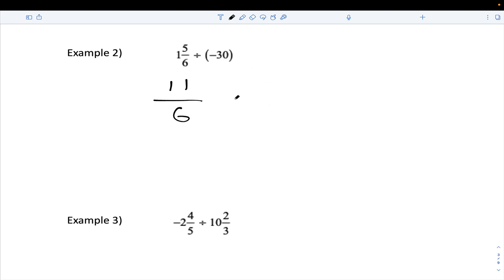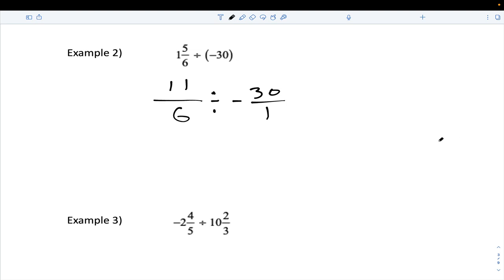And then -30 is going to look like what as a fraction? Kiana. It's going to be 30/1. Good. Then we're going to eventually reflip it. So reciprocal it. So now that I have this as an improper fraction, we're going to keep flip change.